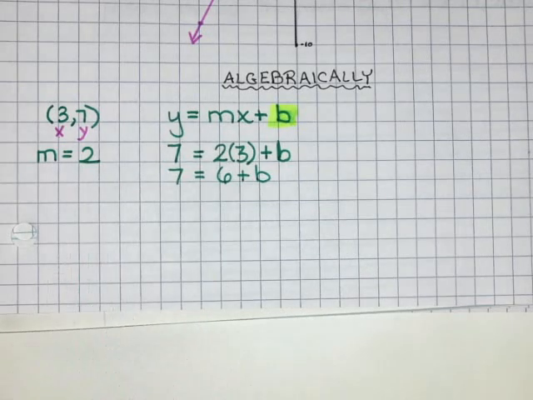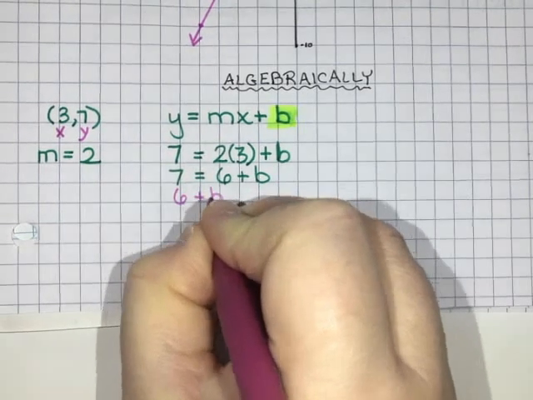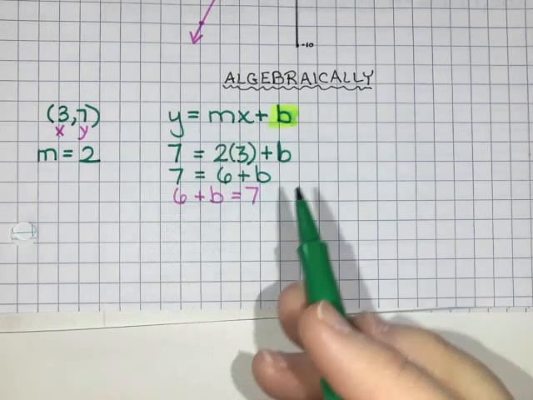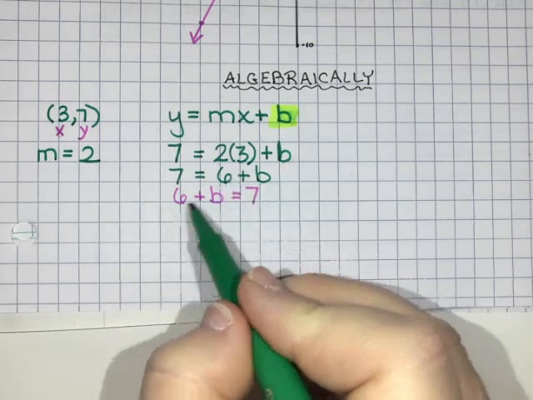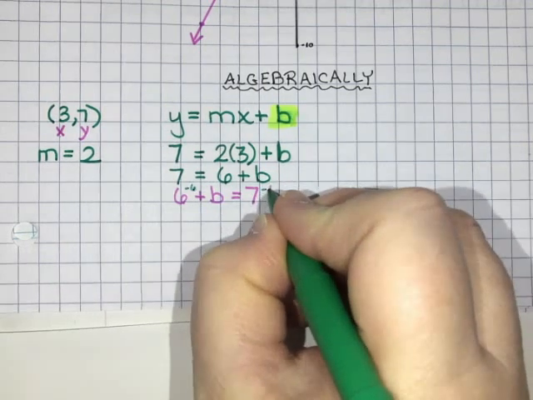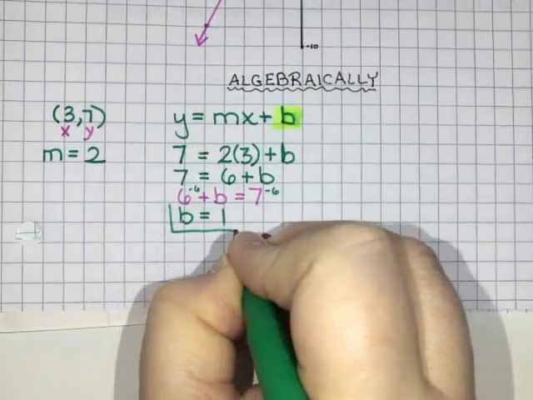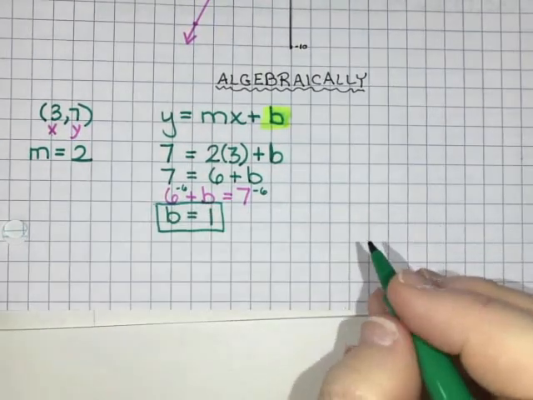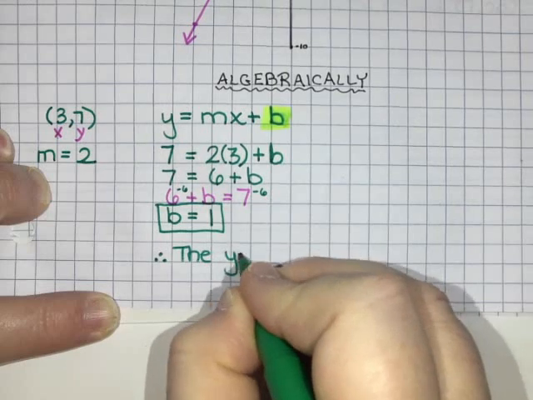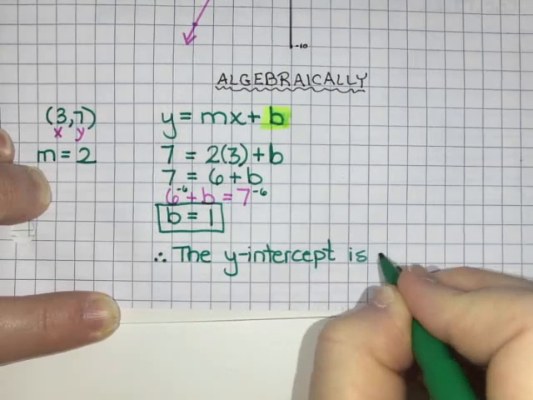And then I want to solve for b. So if it helps you to flip the equation over, please do that. If you don't feel that you need to flip the equation over, then don't. So I flipped mine over just to help out people that needed a little help with that. So I got 6 plus b equals 7. And then I want to solve for b by subtracting 6 from both sides. 7 take away 6 is 1. So once again, I got that the y-intercept is 1. It's the same thing we got when we did it on the graph. So therefore, the y-intercept is 1.